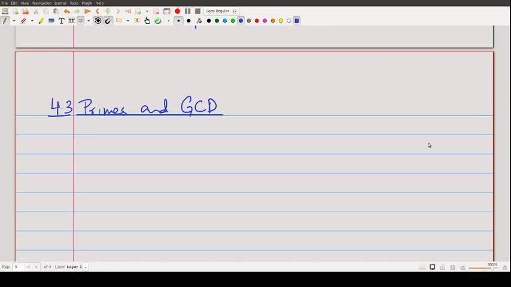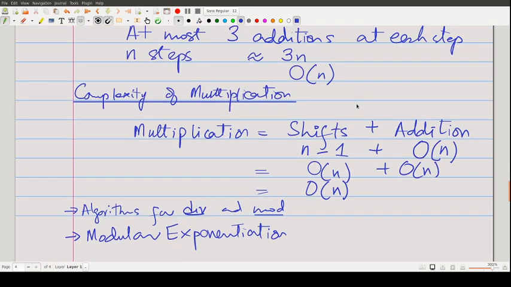Question: Sir, can it be big theta instead of big O? Definitely, if you can put a lower bound, because I was talking about the upper bounds. The reason I said it's big O is because I was putting an upper bound on this. If you can show that even the lower bound is also linear, then it is indeed not just big O, but big theta of n.